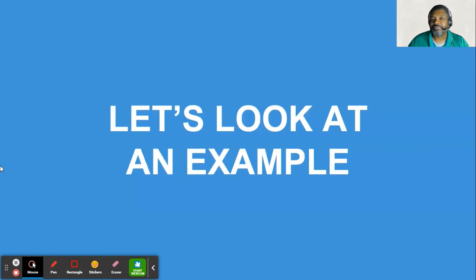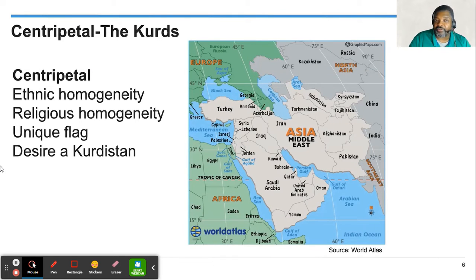Let's look at an example. For centripetal, think of the Kurds. First, they are a group that have ethnic homogeneity. They also have a religious homogeneity in practicing their own form of Islam. They have their own unique flag, and they have a strong desire to carve out their own homeland that they'd like to call Kurdistan.